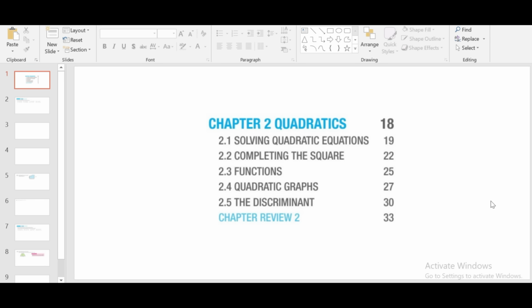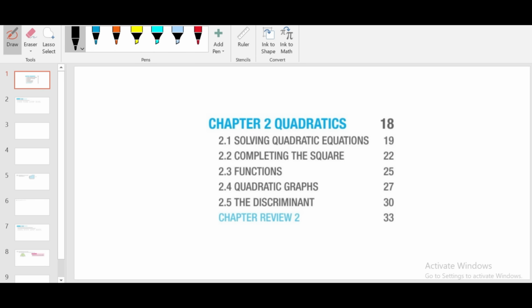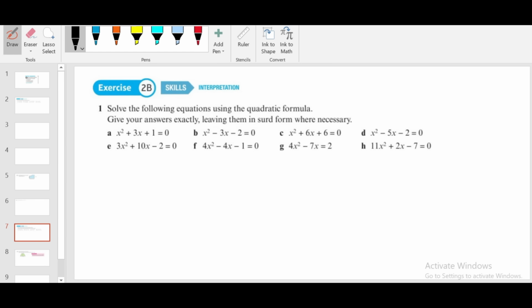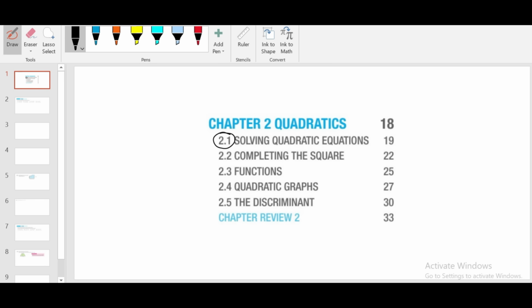We are going to start Chapter 2 Quadratics from Pure Math 1. Topic 1 is solving quadratic equations. There are two exercises actually, exercise 2A and exercise 2B, so I'm going to combine them in this lesson.